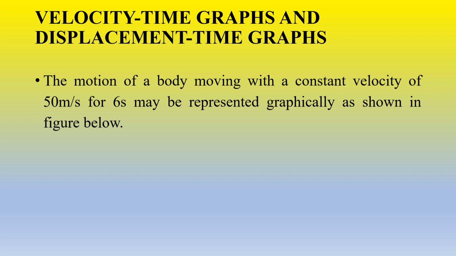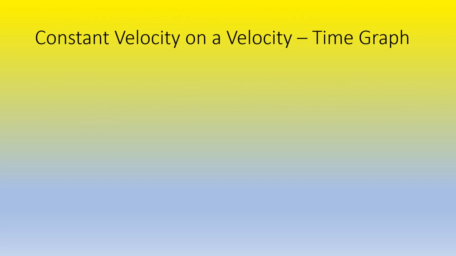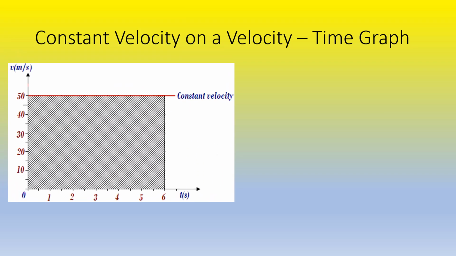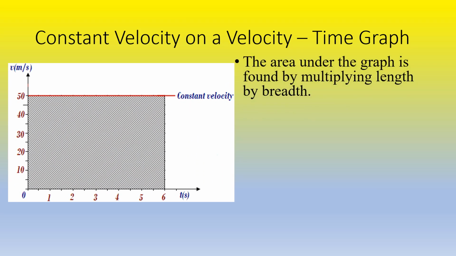Velocity time graphs and displacement time graphs. The motion of a body moving with a constant velocity of 50 meters per second for 6 seconds may be represented graphically as shown in the figure below. Constant velocity on a velocity time graph. The area under the graph is found by multiplying length by breadth.